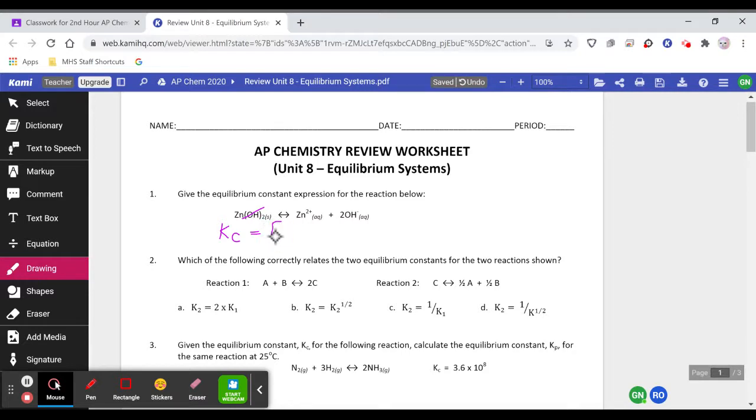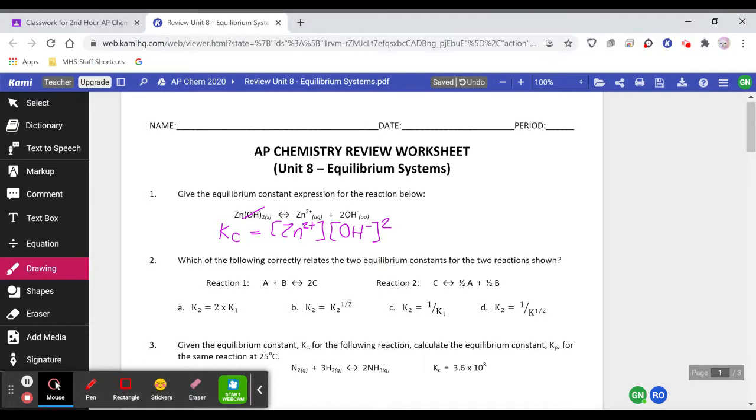And so we'll have the concentration of zinc times the concentration of our hydroxide. And since it has that coefficient, we'll square that. Okay, so that's it for number 1.